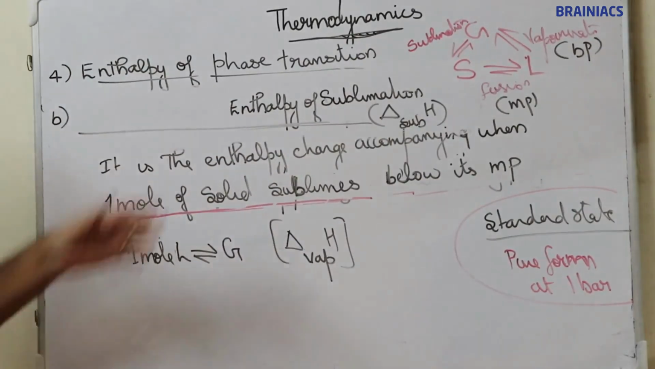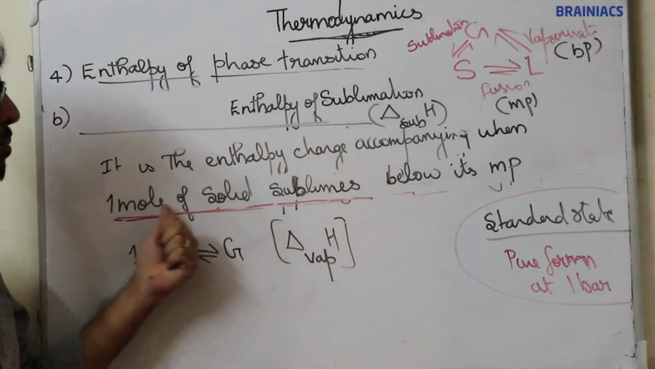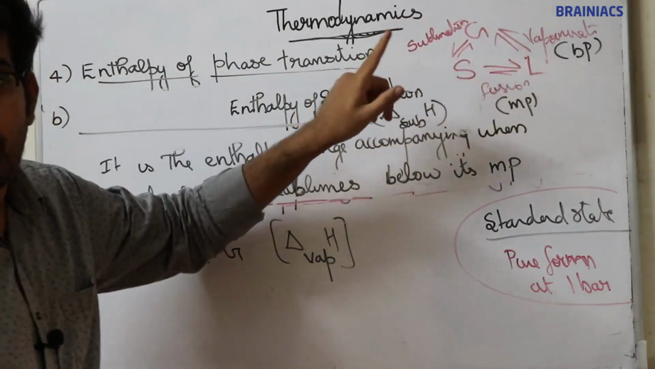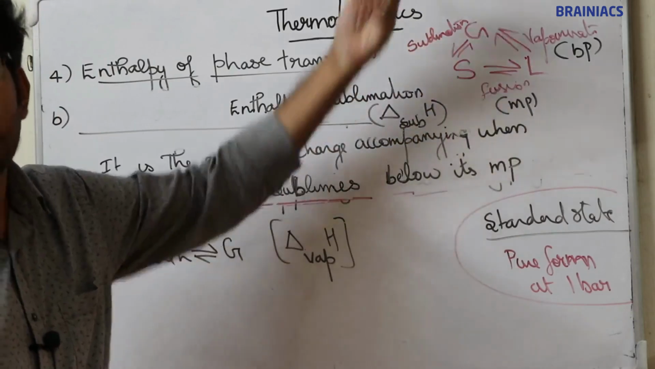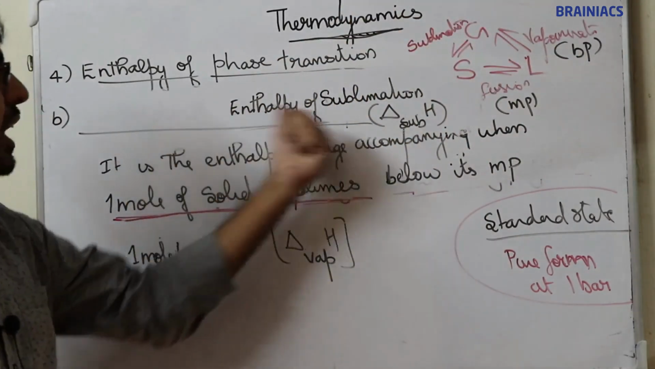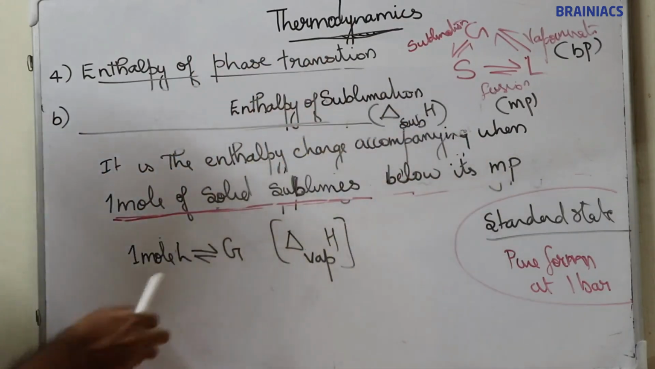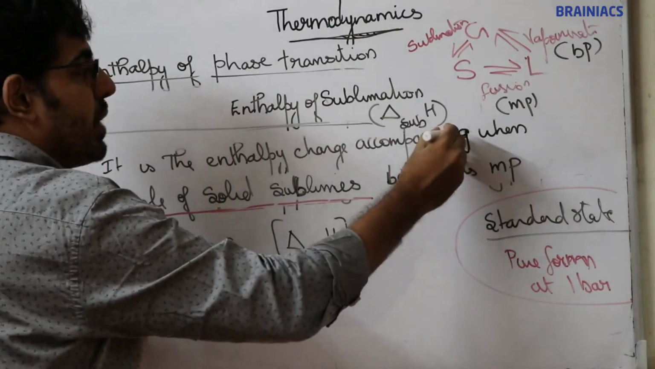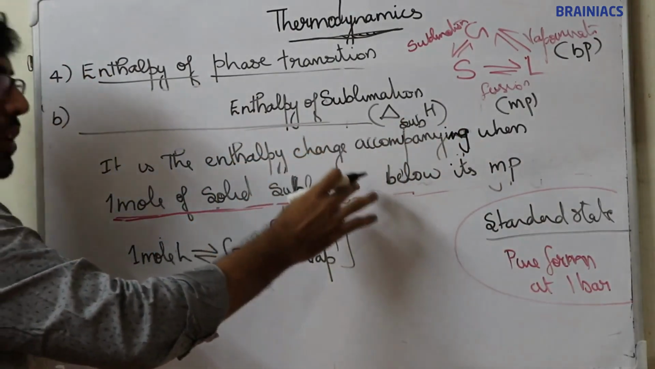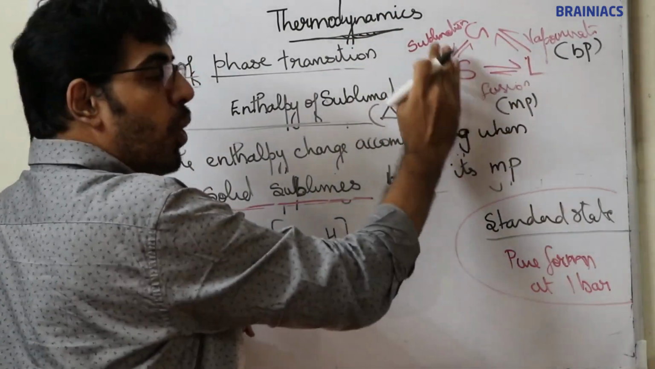Now, what is enthalpy of sublimation? It is the enthalpy change accompanying when 1 mole of solid sublimes. Sublimes means conversion of solid to gas. So when 1 mole of solid sublimes to gas, at that time the enthalpy change is known as enthalpy of sublimation. And usually sublimation takes place below melting point.